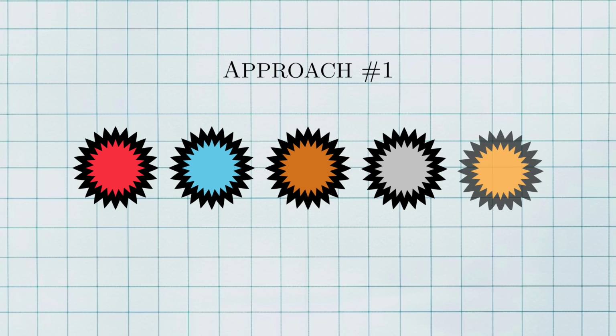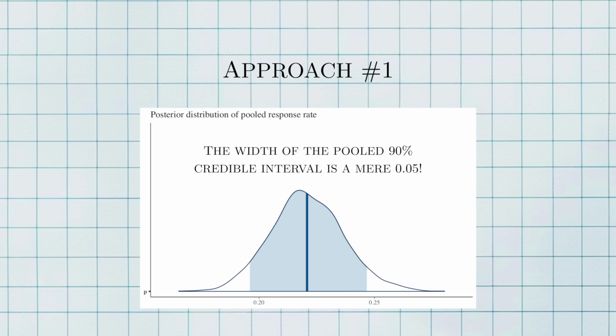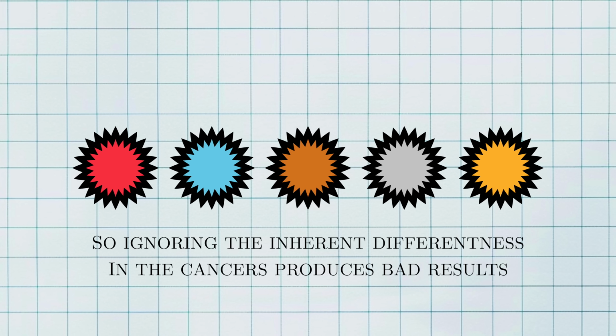If we were to use the pooled analysis, we would completely miss the nugget and our chance to get it approved for this particular cancer group. We get the benefit of a really small credible interval, but what's the point when we miss the nugget altogether? So ignoring the inherent differentness in the cancers produces bad results. Now we know.